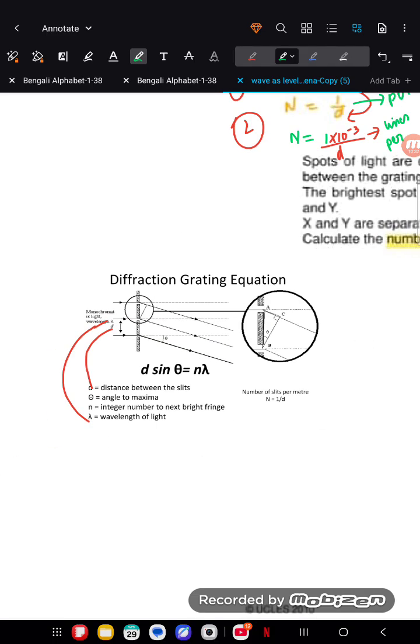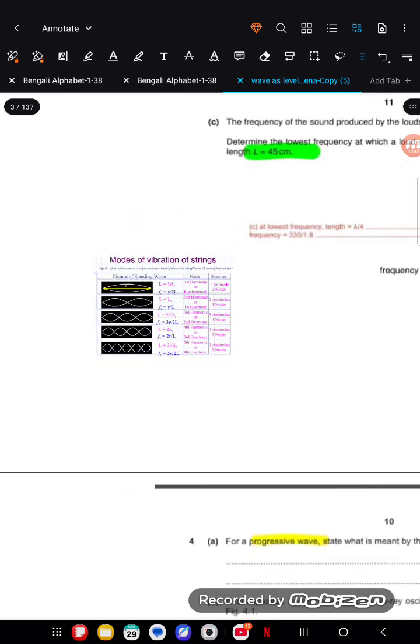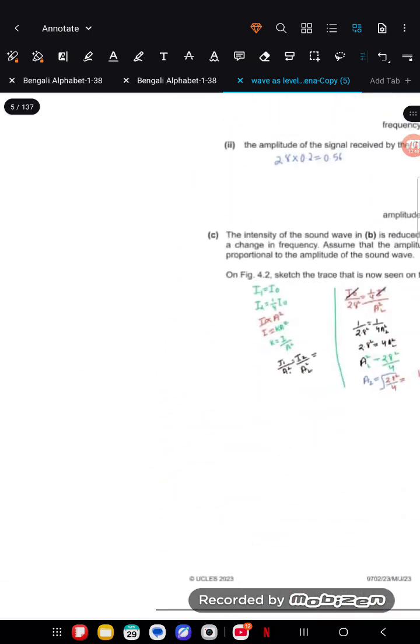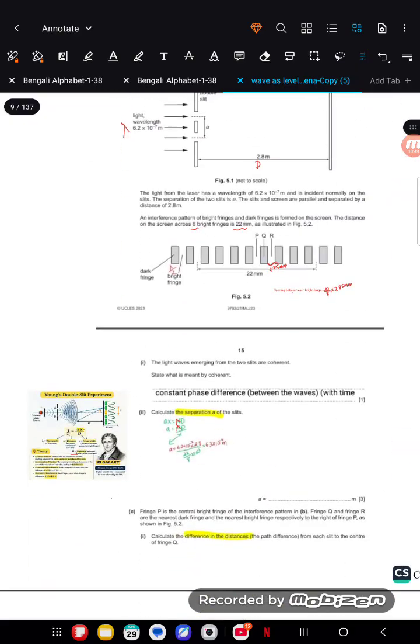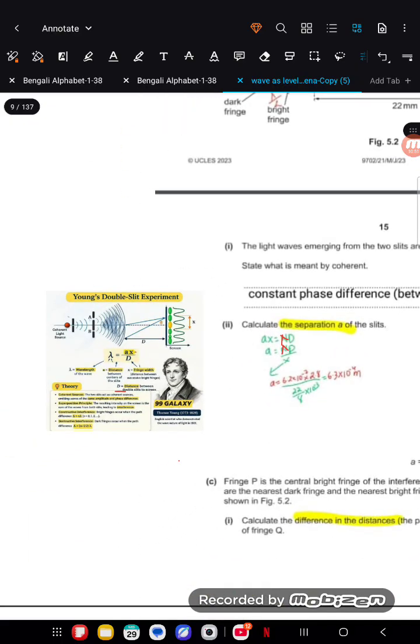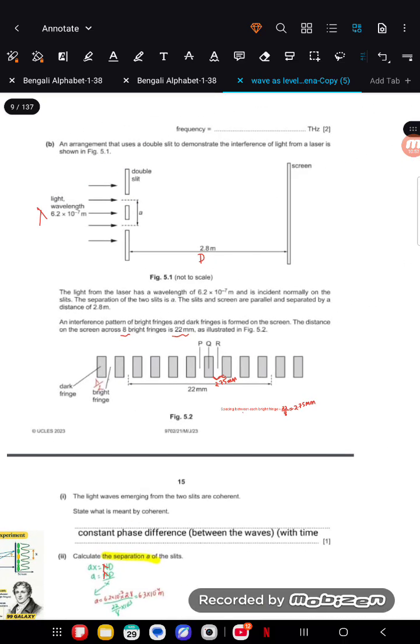This is the diffraction grating equation, and this is the Young's double slit equation. These two formulas are very important to solve this kind of question. So here in this question you can see they have given you d, they have given you the wavelength.